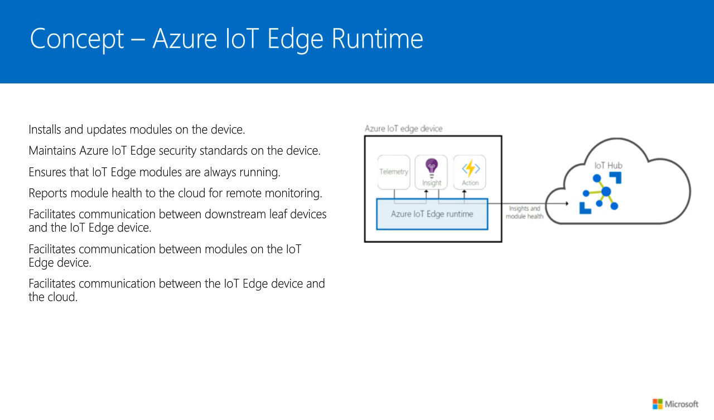It also, last but not least, facilitates the communication between the IoT Edge device and the cloud. That's the owner of that communication with the cloud. When you build a module for IoT Edge, you don't care about the communication with IoT Hub, and you communicate through the Edge runtime with the other modules. And then the Edge runtime itself establishes the secure connection to IoT Hub and handles that communication up and down.